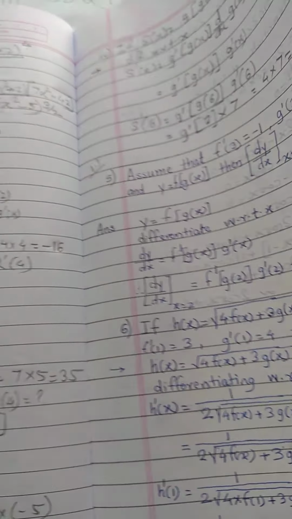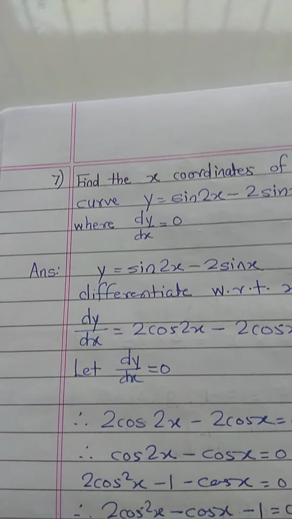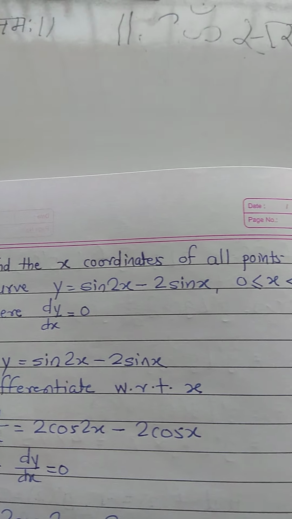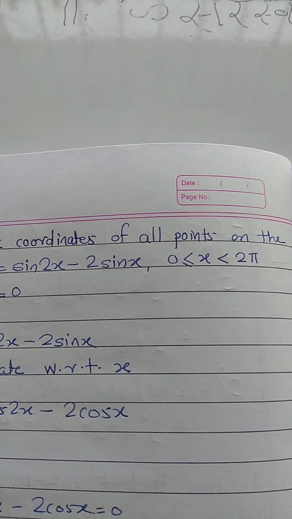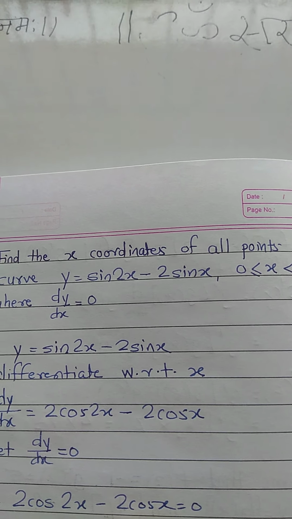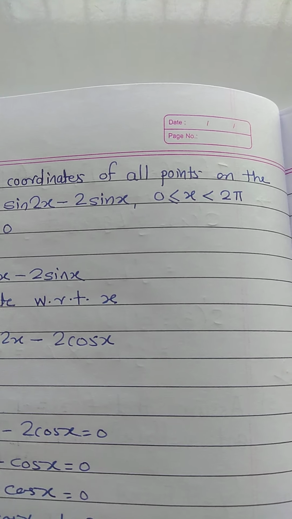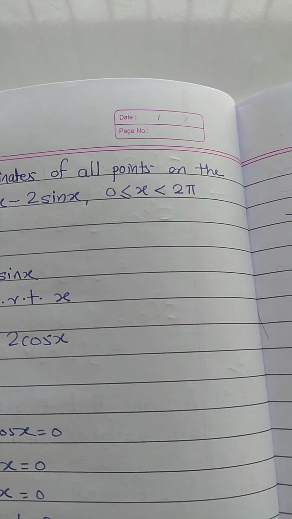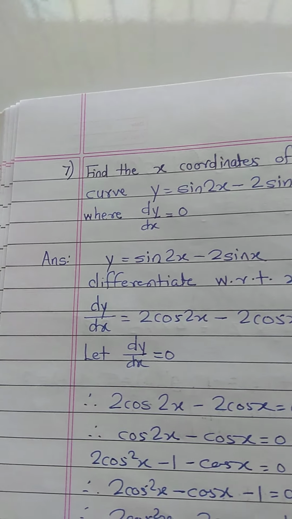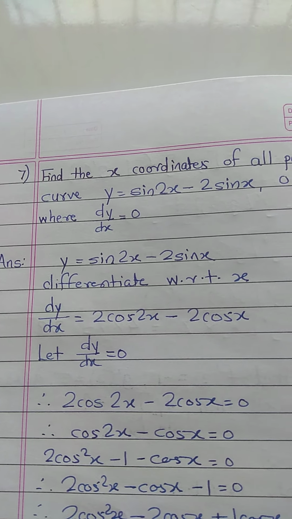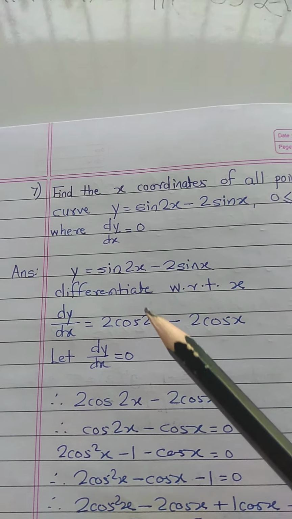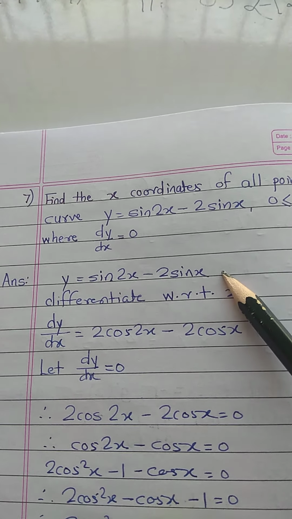Question number 7. Find the x coordinate of all points on the curve y = sin 2x - 2 sin x, 0 <= x < 2 pi, where dy/dx = 0. y = sin 2x - 2 sin x.